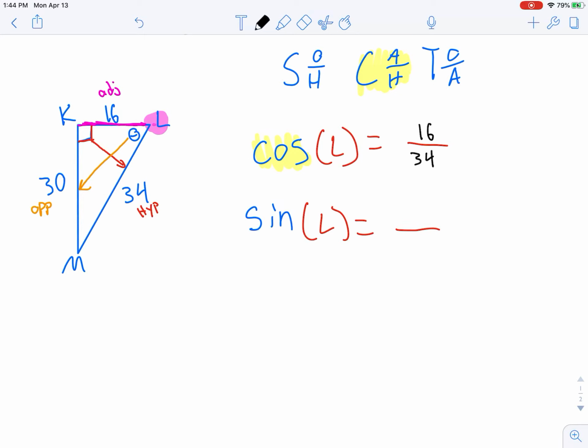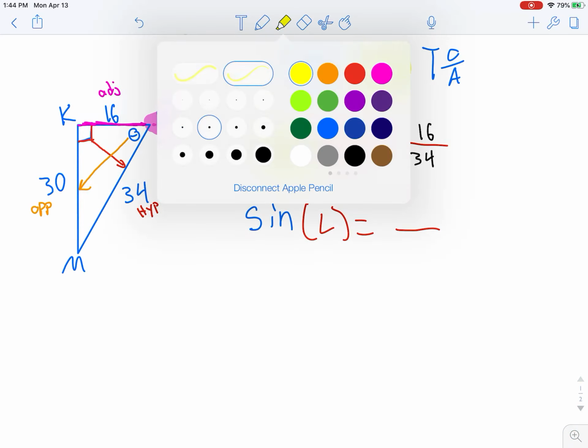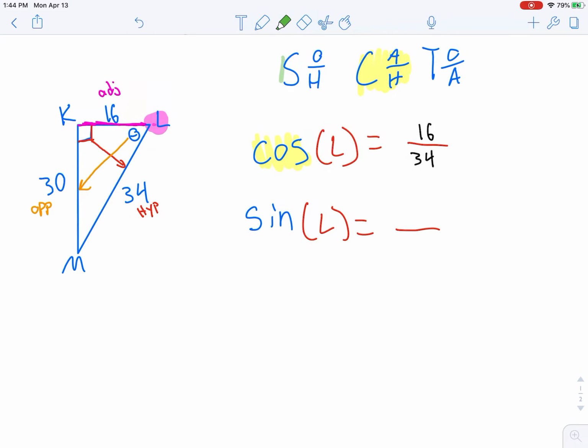Okay? Sine of L. Alright, so sine is a little bit different than cosine. I've got to use this setup, O over H. Well, what did I label O? O stood for opposite, so opposite is 30. So 30 goes on the top. And then the H is on the bottom, so my hypotenuse is 34.